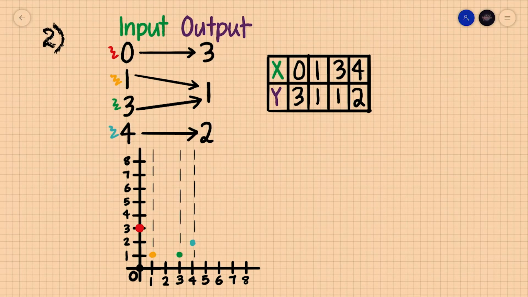Moving on to the second example from above. This is the one with 4 inputs and 3 outputs. I just tried to color code them. So 0, 3 is red, 1, 1 is yellow, 3, 1 is green, and 4, 2 is light blue. As you can see, the vertical line test does work. There's only one point on every single vertical line that you draw.